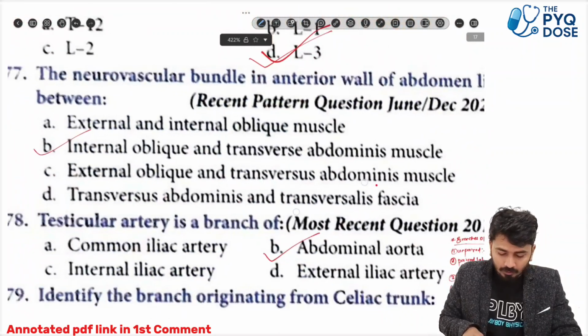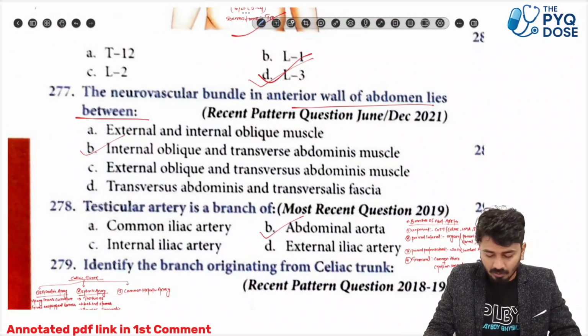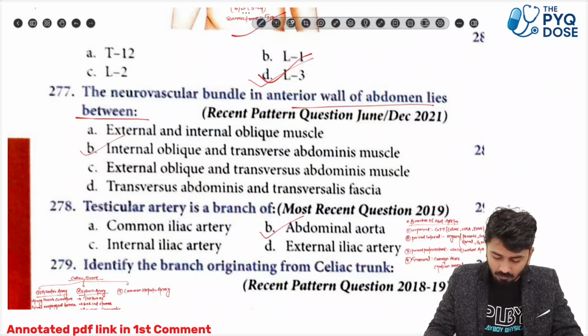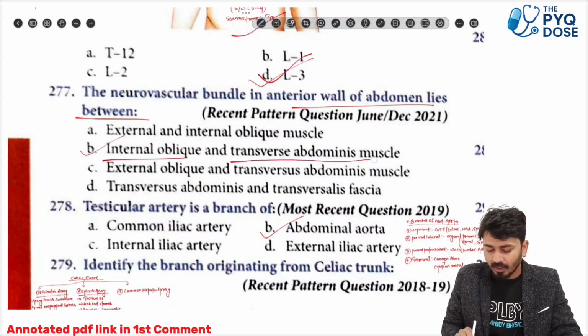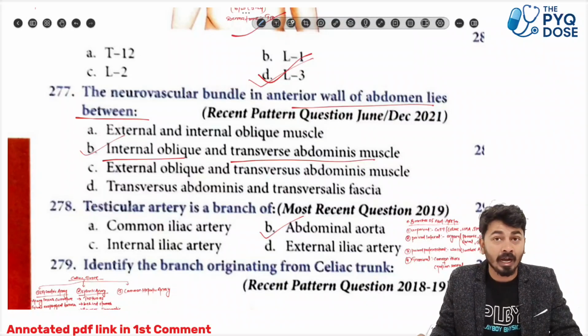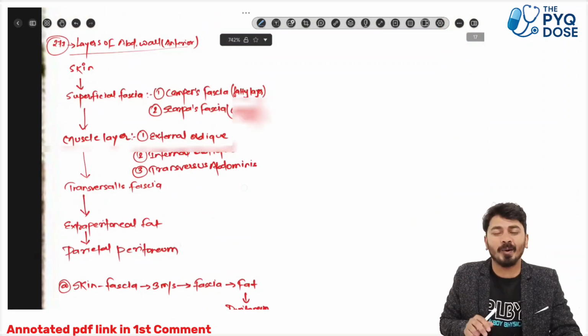The next: the neurovascular bundle in the anterior wall of abdomen lies between. Actually, this lies between the internal oblique and transversus abdominis muscle. You will ask me how? Then let's go for how.